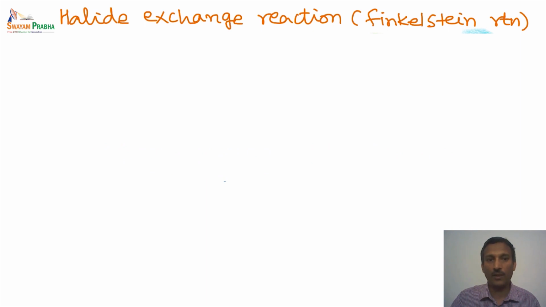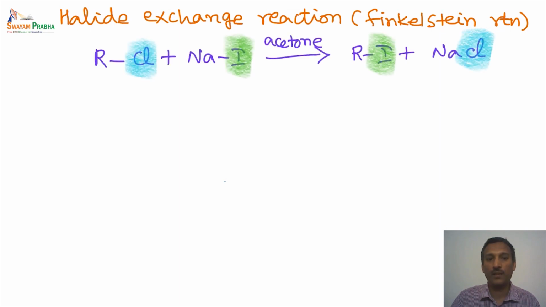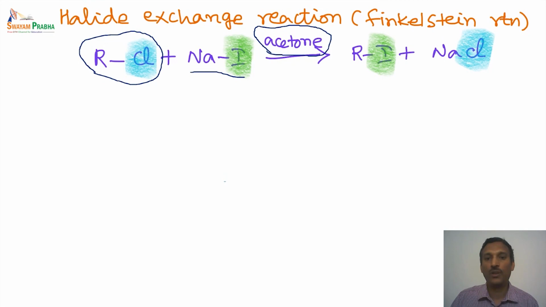Let us look at the next synthetic method of alkyl halides. This is a halide exchange reaction or Finkelstein reaction. So in this reaction, an alkyl halide, that is a lower alkyl halide, is treated with sodium iodide or sodium bromide, that is a higher salt of the halide, in the presence of an organic solvent, basically acetone, to give the corresponding alkyl iodide and sodium chloride.